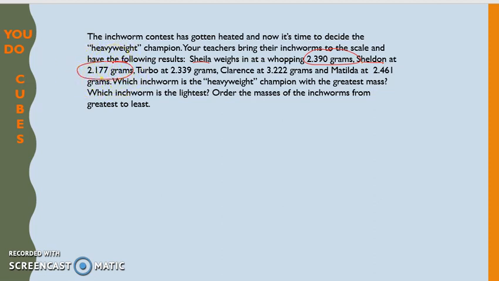We have Turbo at 2.339 grams. We have Clarence at 3.222 grams. And we have Matilda at 2.461 grams. So first of all, we want to know which inchworm is the heavyweight champion with the greatest mass. And we want to know which inchworm is the lightest. And lastly, we want to order the masses of the inchworms from greatest to least. Well, if we order them from greatest to least, then we'll know which one is the heaviest, or has the greatest mass, and which one would be the lightest.